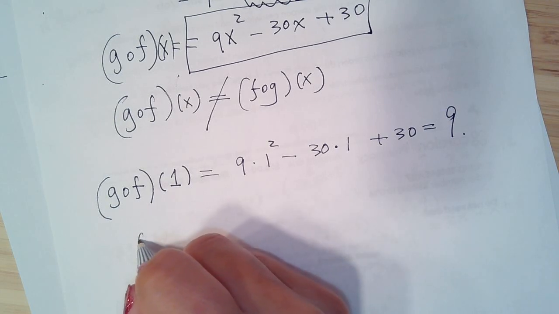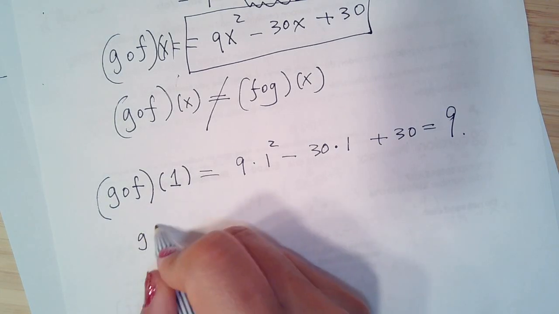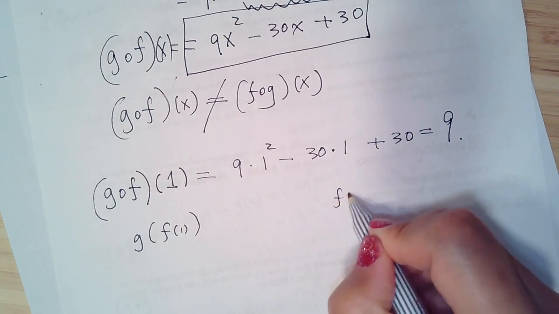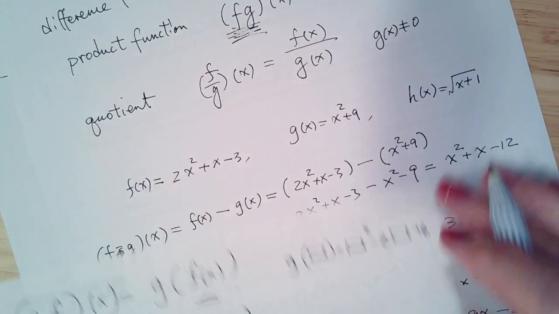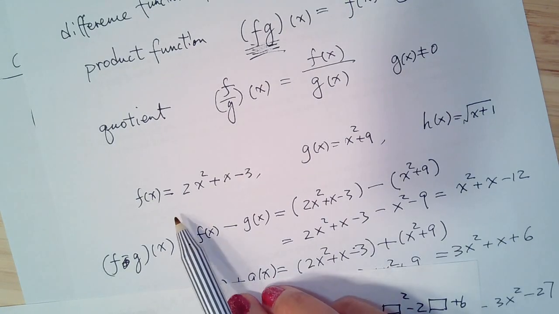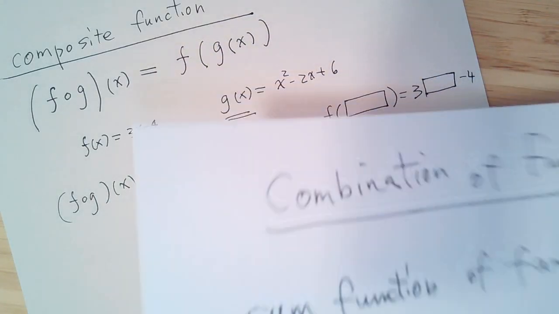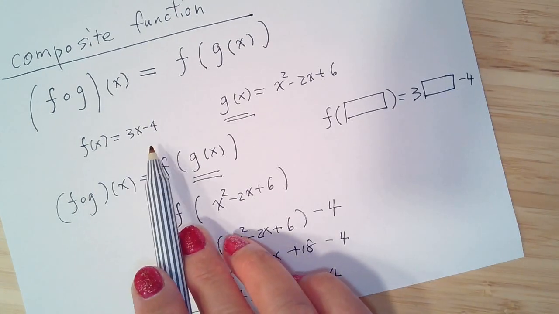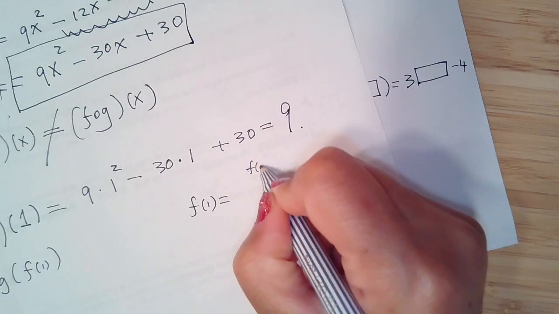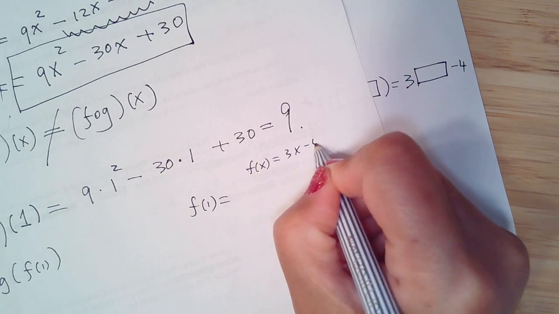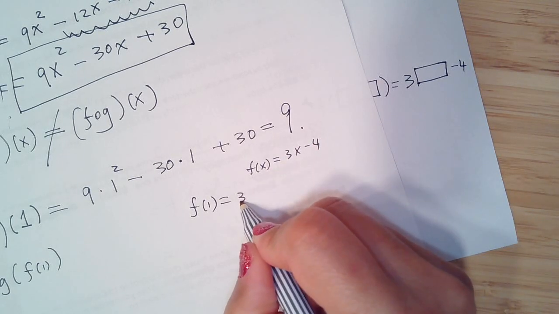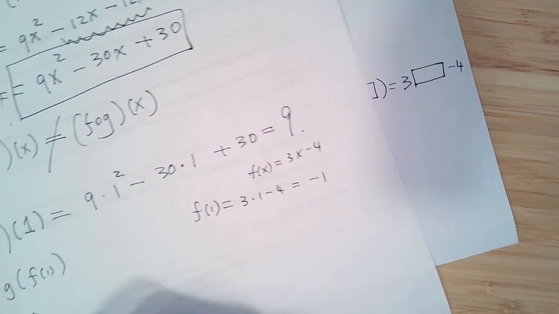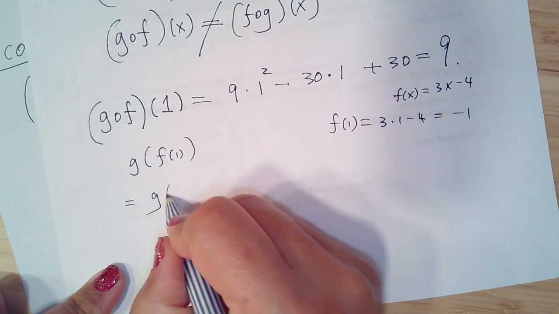Or the other way: g circle f is g of f of 1, right? So what is f of 1? Remember, where is f? Here. f of x is 3x minus 4. So what is f of 1? That will be 3 times 1 minus 4, which is negative 1. So that is g of negative 1.